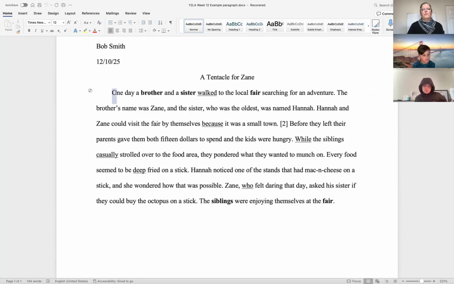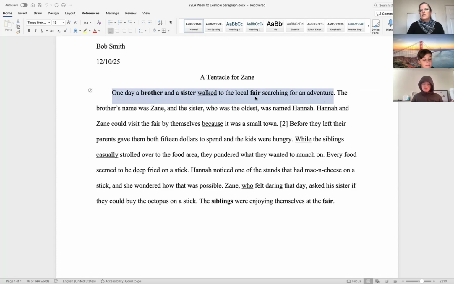So look at this example. This is my first sentence here. It says, one day a brother and a sister walked to the local fair searching for an adventure. And I see brother and sister and fair. Those are all in bold.